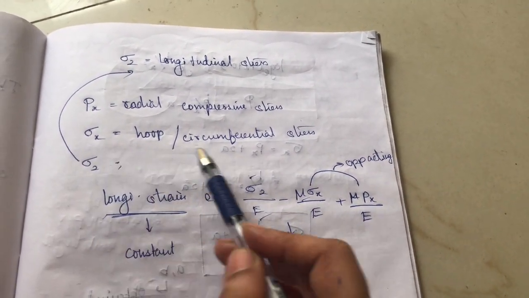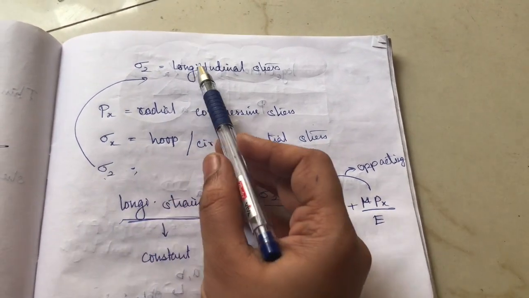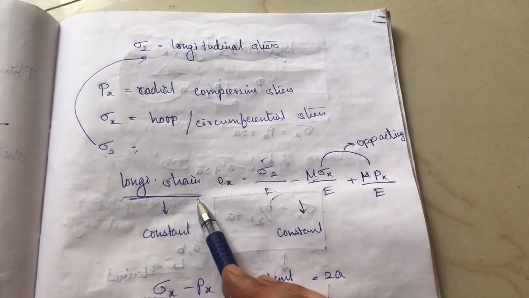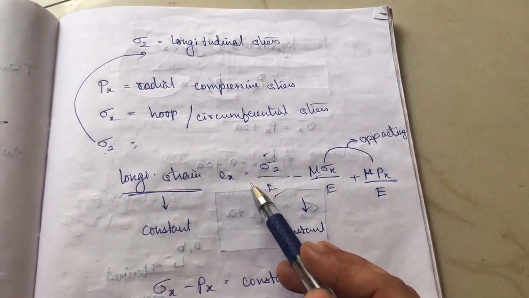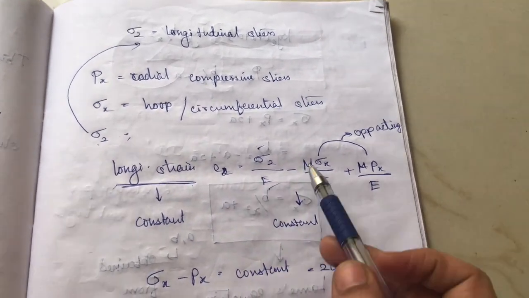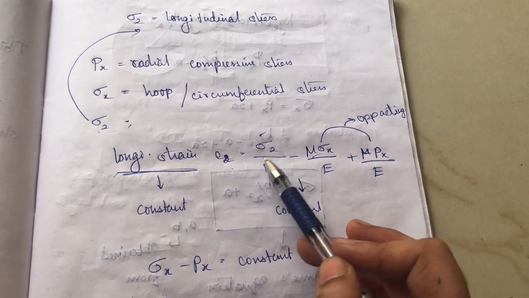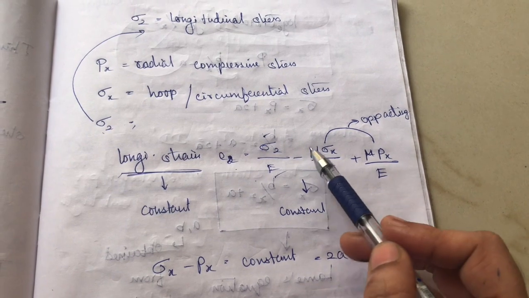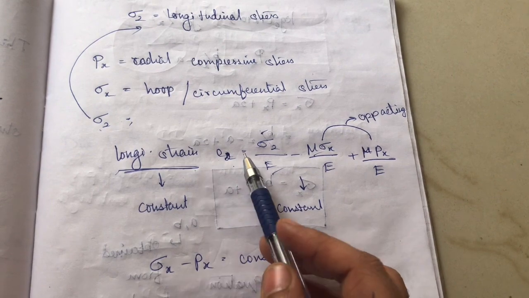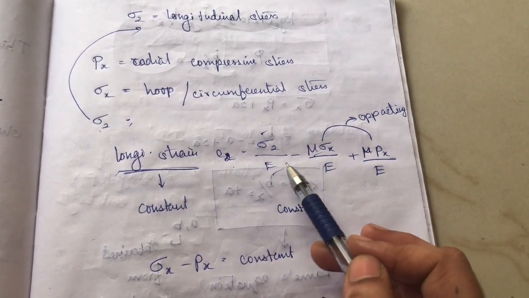Then sigma x, we know, is the hoop or circumferential stress, and sigma 2 is the longitudinal stress. So the longitudinal strain Ex, we can write it as E2. E2 will be equal to sigma 2 by E. Here in E2, only sigma 2 will be positive, and the remaining terms we multiply by mu and mainly put a minus symbol. Okay? So E2 will be equal to sigma 2, positive, by E, minus mu times the others.